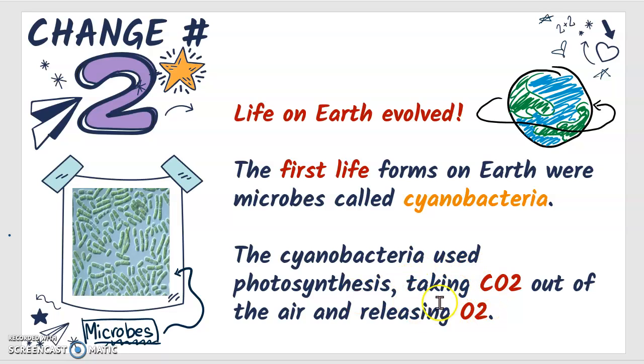So if you look again at the composition of our atmosphere during this time, carbon dioxide is being utilized in photosynthesis, and oxygen is released. Therefore, in the composition of the atmosphere, we now have oxygen because it was released by cyanobacteria during photosynthesis. So notice again how the composition of the atmosphere has changed. Oxygen is now added as one of the gases in the atmosphere because of photosynthesis.